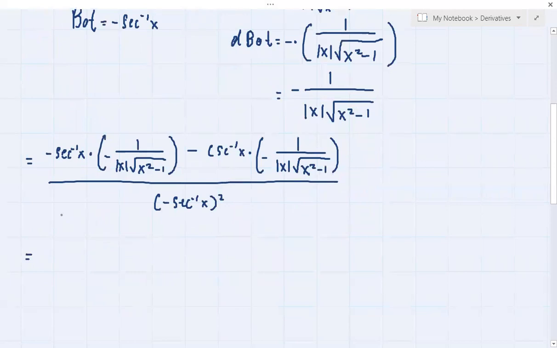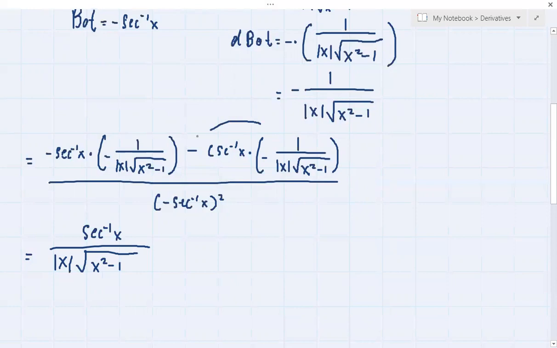So let's now simplify. If you're going to multiply negative arc secant x and negative 1 all over the absolute value of x times the square root of x squared minus 1, basically if you multiply these two, we will have positive arc secant all over the absolute value of x times the square root of x squared minus 1. If you multiply negative arc cosecant and negative 1 all over the absolute value of x times the square root of x squared minus 1, we will have arc cosecant all over absolute value of x times the square root of x squared minus 1.